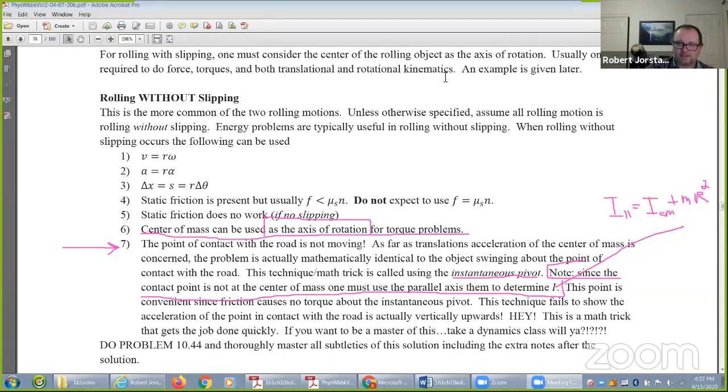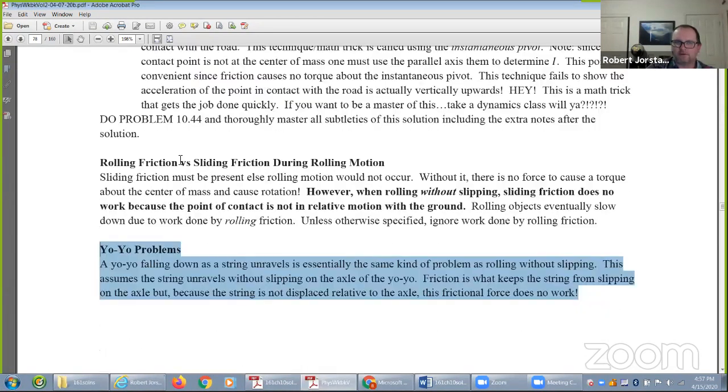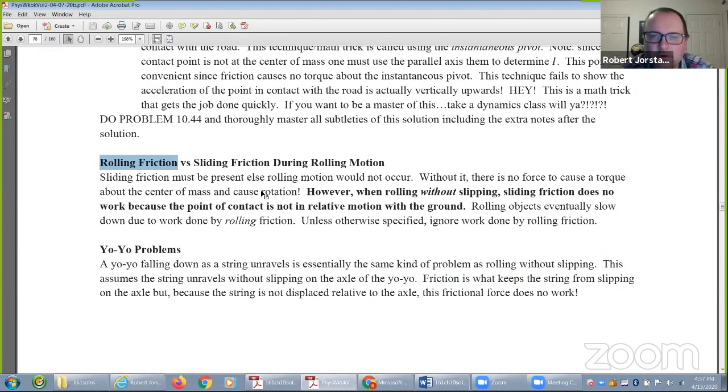So we should probably get into a problem here. Let's scroll down. And if you're curious, yo-yo problems are exactly the same. And maybe you heard of rolling friction. We're going to ignore rolling friction.